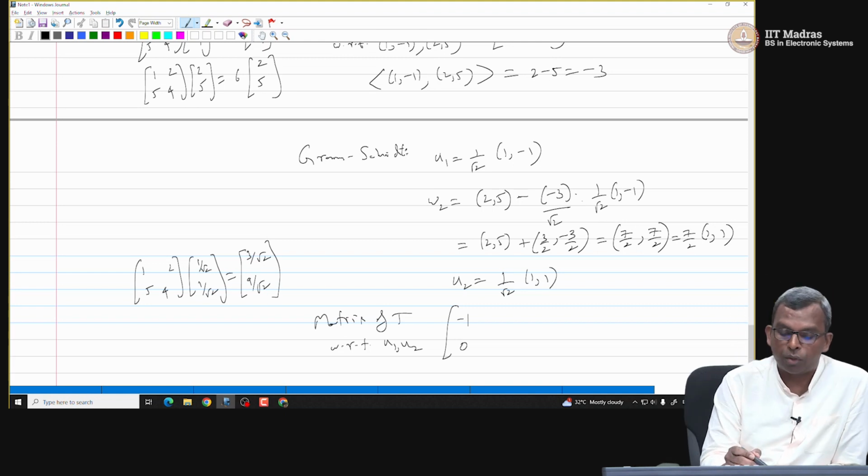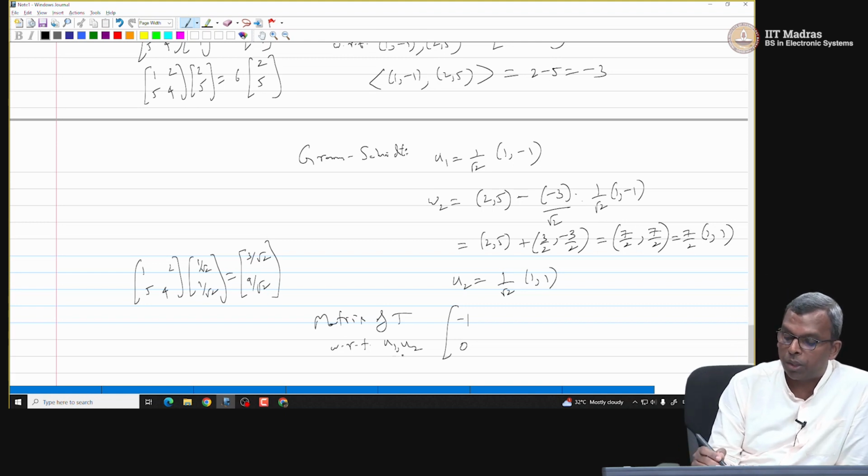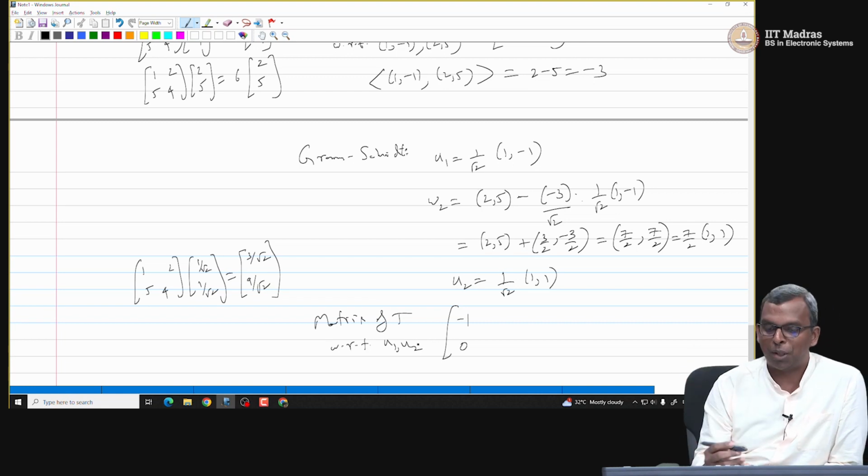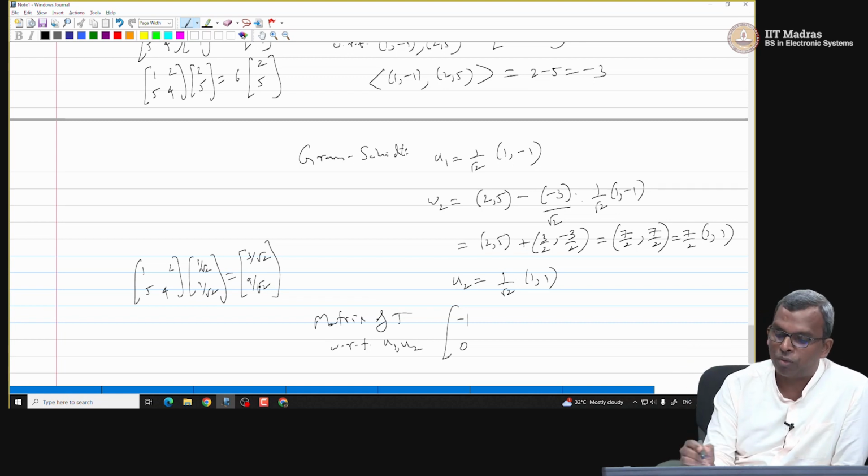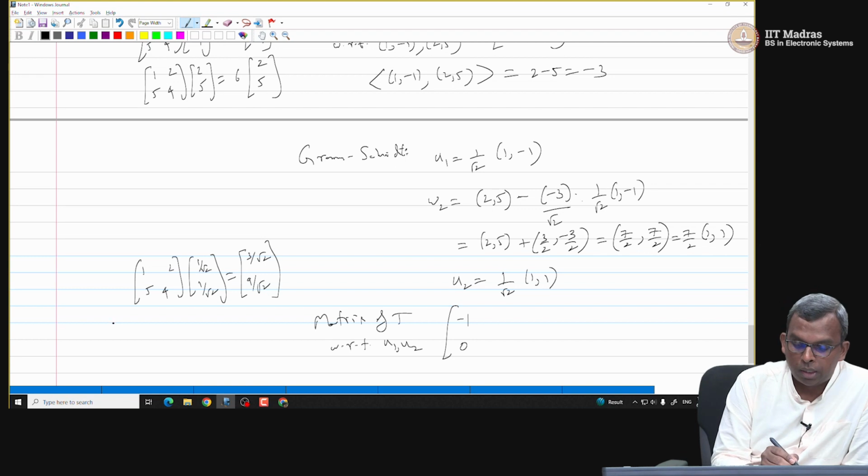Now, what are the coordinates of 3 by root 2, 9 by root 2 with respect to u1 u2? You do not have to solve any linear equation, you can just take a dot product. You take the dot product of this with u1. Okay. What is the dot product of 3 by root 2, 9 by root 2 with u1? So, that is what you have to find out. So, let us do that.